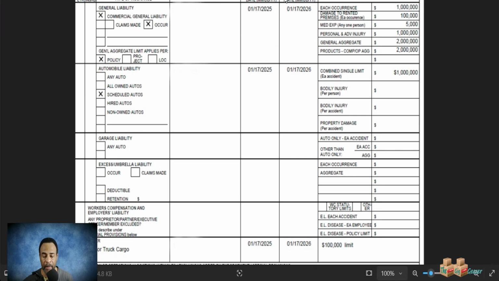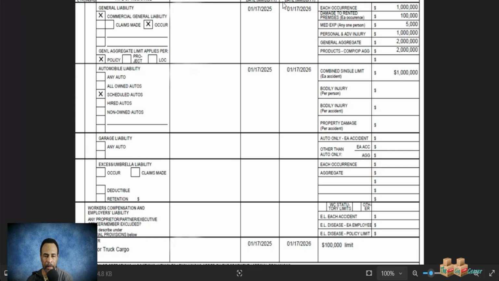That's damage. It'll pay up to $100,000 for stuff that's rented. Medical expense. So if a person slips and falls, the most your policy is going to pay is $5,000. So that's going to be for something like an ambulance or going to the emergency room.